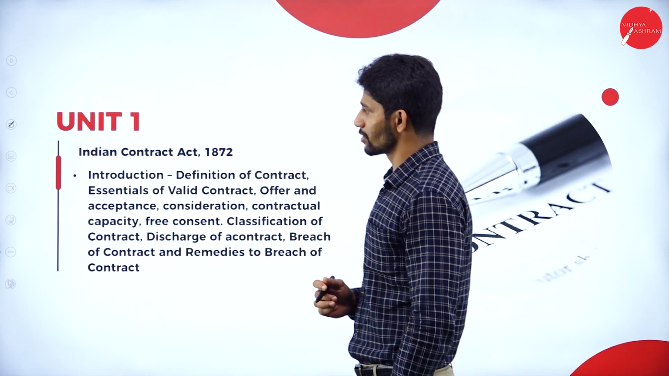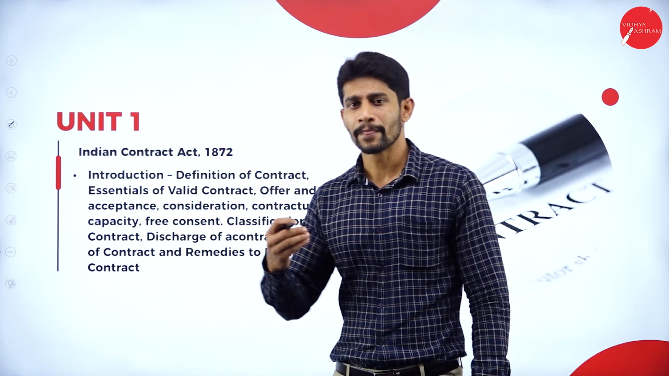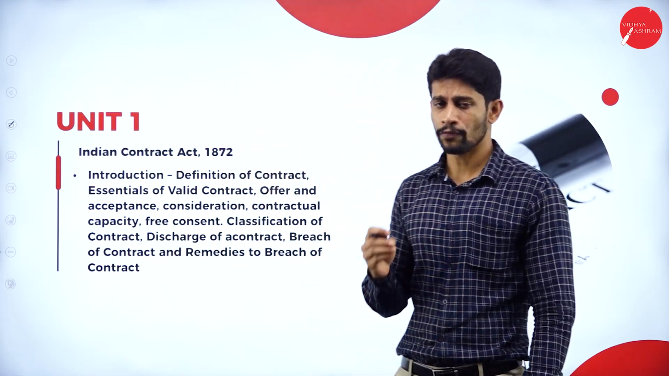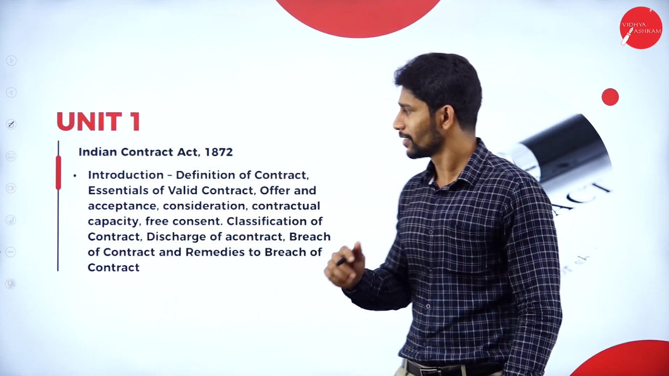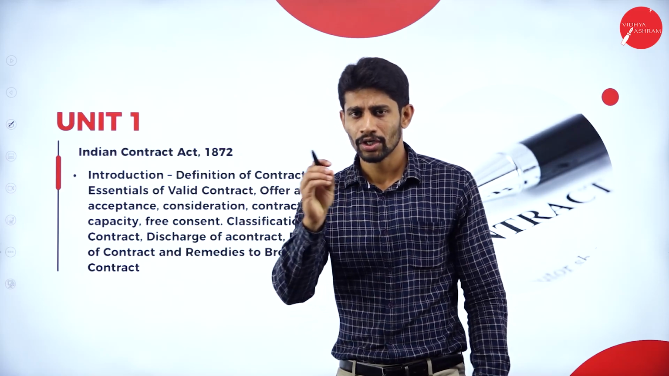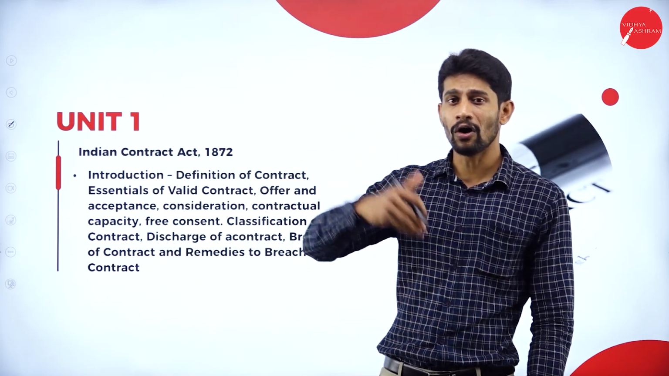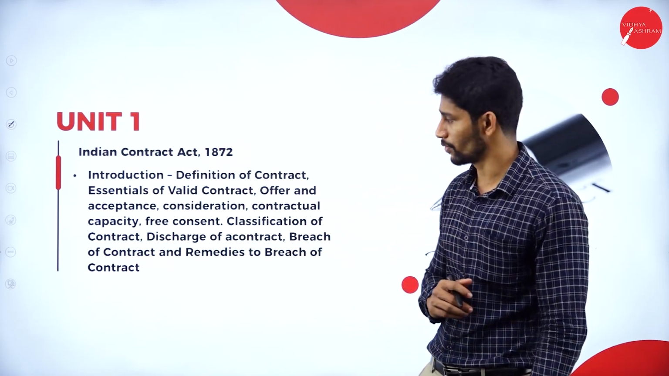So now let us look into each unit in depth. What are the contents we have in each unit? If you come to unit number 1, the Indian Contract Act 1872 is the unit name. What are all the topics you are going to study under this particular unit?